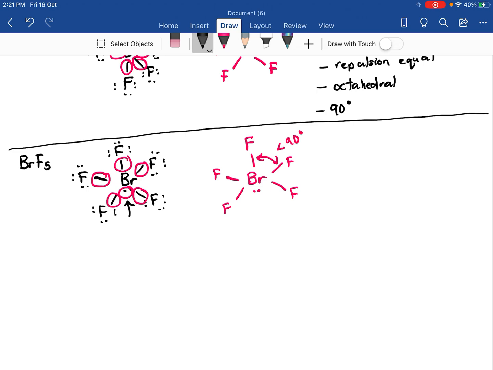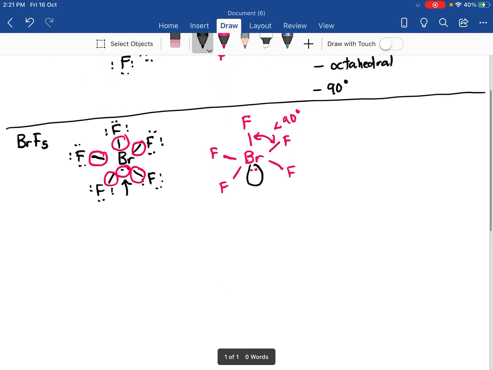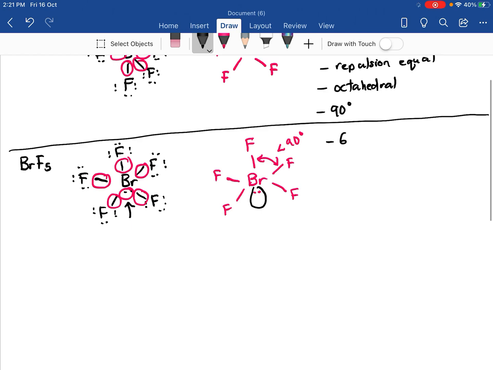Now, because of the presence of the lone pair, we will have a different molecular geometry and also a different bond angle than the one that we have for SF6. So we still have 6 pairs of electrons, but being specific, one of them is a lone pair, the other 5 are bonding pairs.